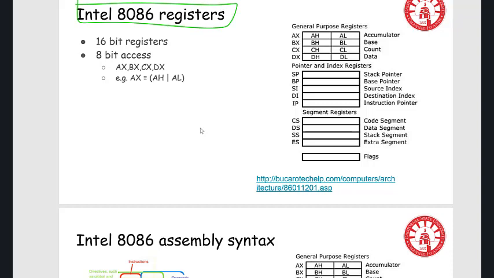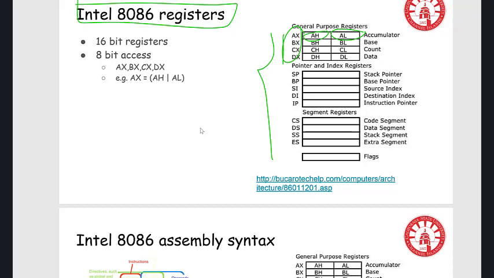8086 registers are listed here in this slide. As you can see, we have register A to register D, so we call them register AX, BX, CX, and DX. These are 16-bit registers, where each is composed of two 8-bit registers. For example, AX consists of AL and AH, and registers BX, CX, and DX have the same feature.